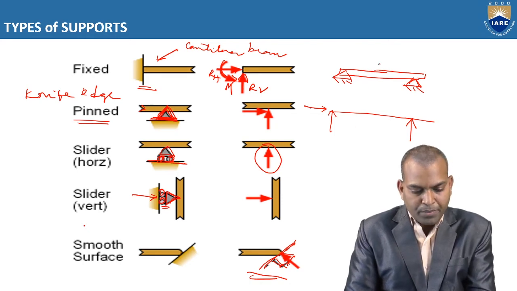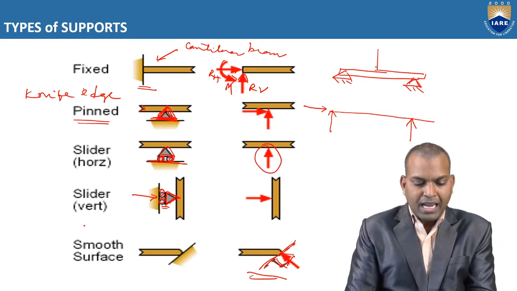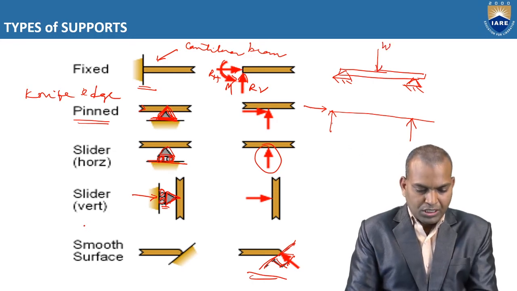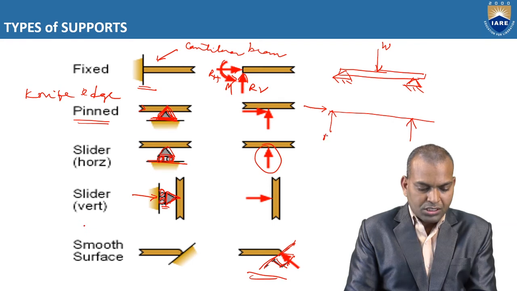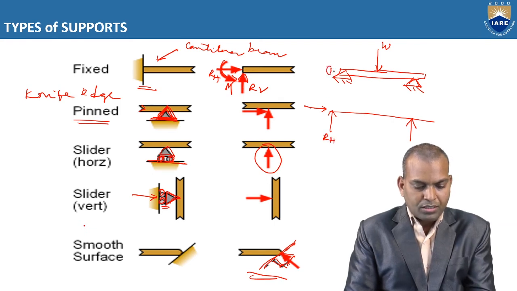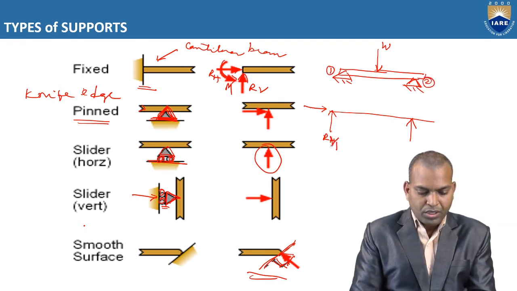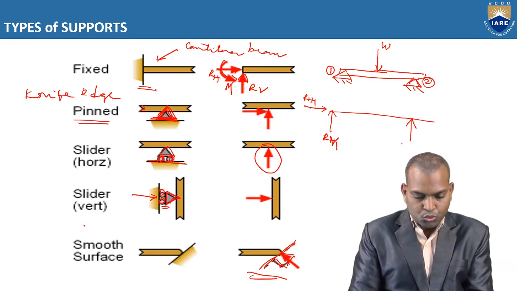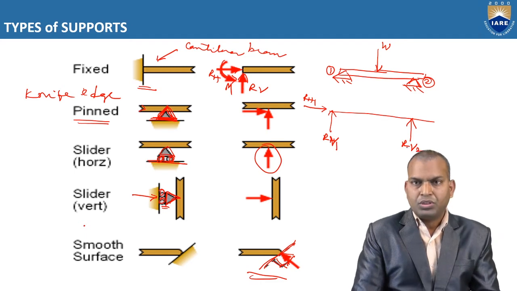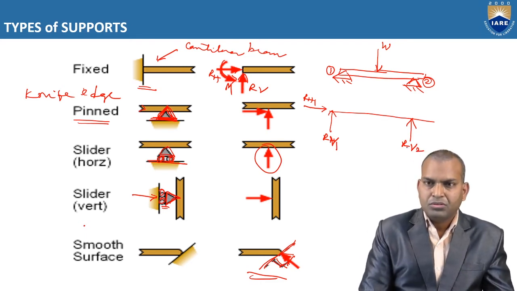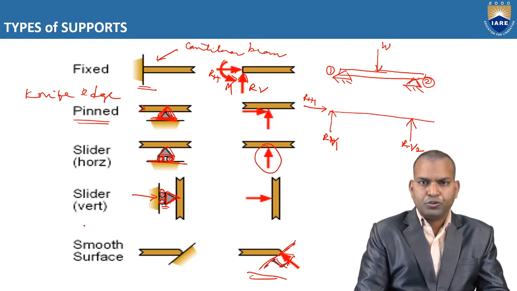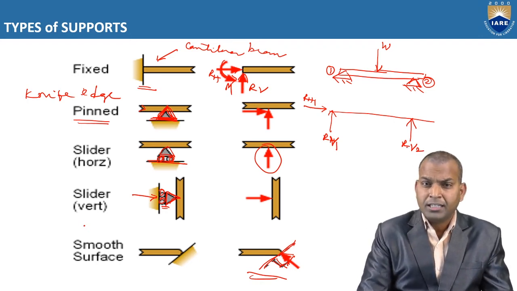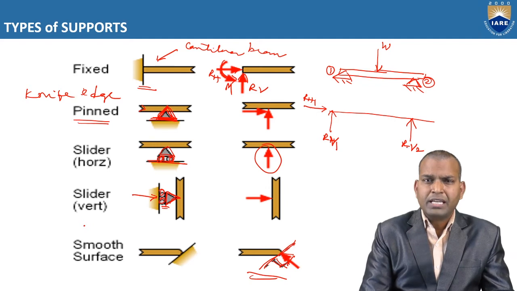So here the load is acting vertically downwards, so the reaction will be vertically upwards and horizontal. At point 1, this is RV1 vertically and RH1 horizontally. At point 2, what is the vertical reaction? RV2. There are three reactions we have to calculate in order to draw the SFD, shear force diagram, and bending moment diagram. What is this shear force diagram?